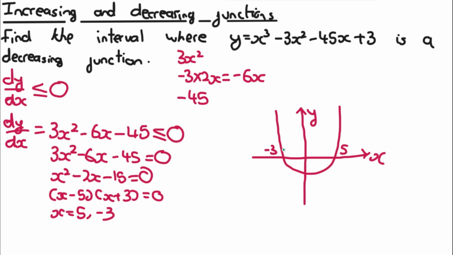So therefore, because we know these roots, this area is going to be when x is bigger than or equal to minus 3, because remember it can be equal to 0 as well, and minus 3 is where it's 0, so it could be minus 3 as well, or when x is less than or equal to 5. And that's the final answer.